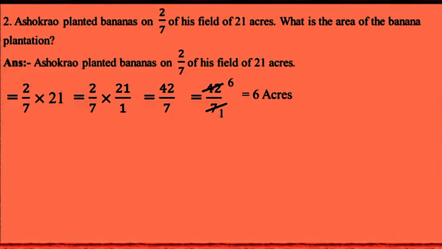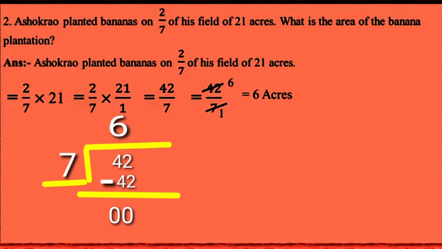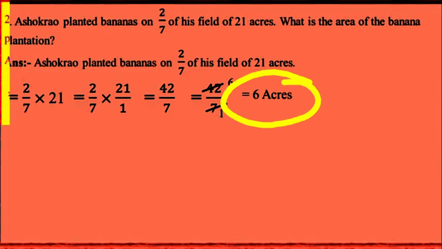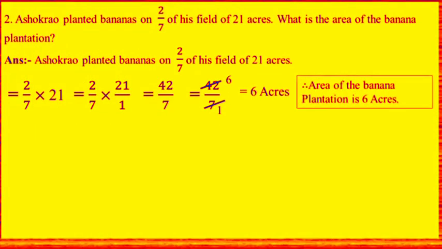So, 21 is a whole number, which means the denominator will be 1. So, 2/7 multiplied by 21 upon 1. 2 multiplied by 21 upon 7 multiplied by 1 is equal to 42/7. So, let us divide it. After division, the answer is 6 acres. So, the area of the banana plantation will be 6 acres. Now, let us see the next question.